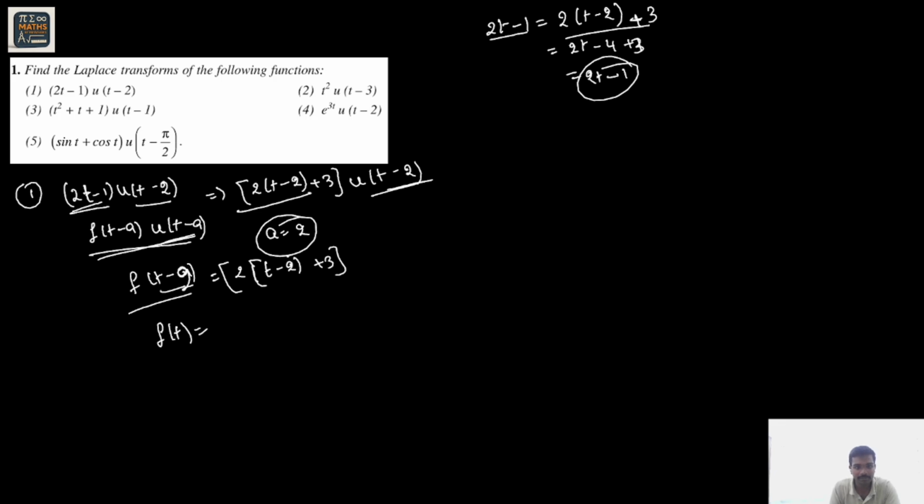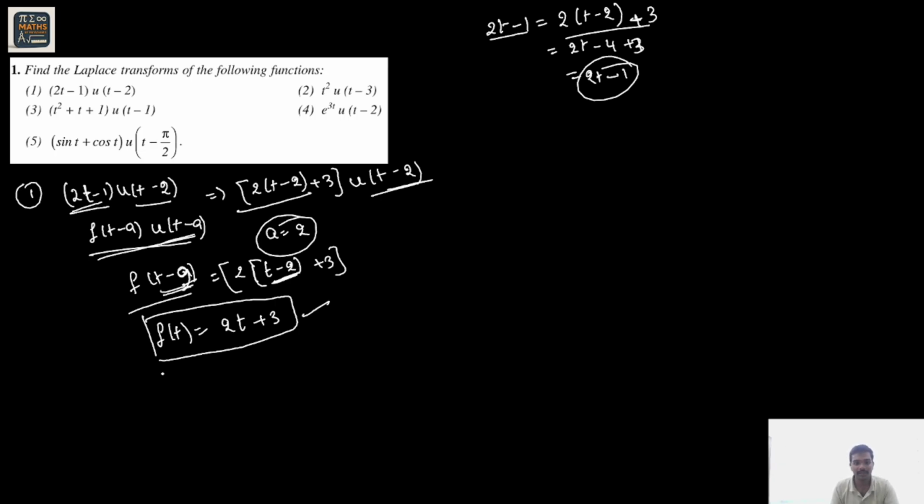ఇక్కడ f of t minus 2 వచ్చింది కాబట్టి t ప్లేస్ లో t minus 2 వచ్చింది. సో f of t, ఈ t minus 2 ని t తో రిప్లేస్ చేస్తే 2 into t ప్లస్ 3 అవుతుంది. ఇది f of t అవుతుంది. ఇన్ కేస్ t minus 2 ప్లేస్ లో మనం t సబ్స్టిట్యూట్ చేస్తే 2 into t ప్లస్ 3 వస్తుంది.